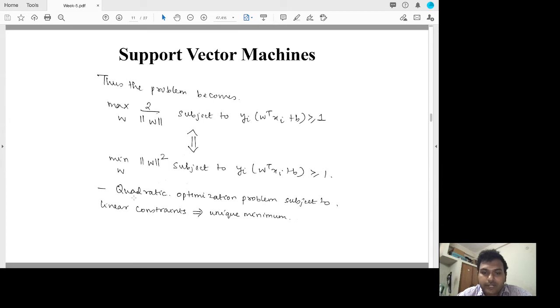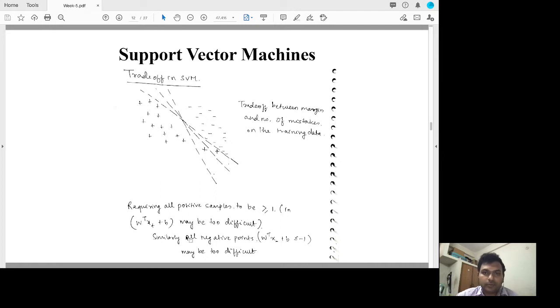So this is a quadratic optimization problem. Why? Because the objective function is quadratic in nature and the constraints are all linear, and therefore from optimization we know that this has to have a unique minimum. So SVMs will have a unique solution in this case.